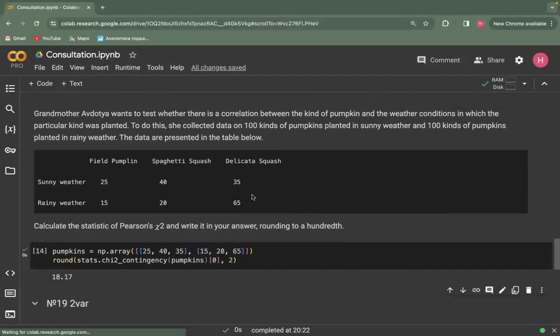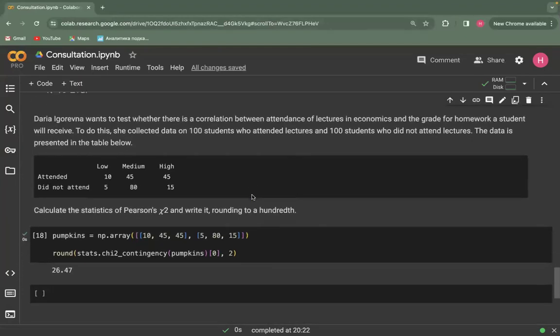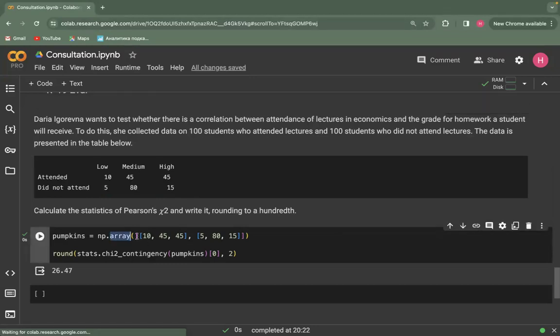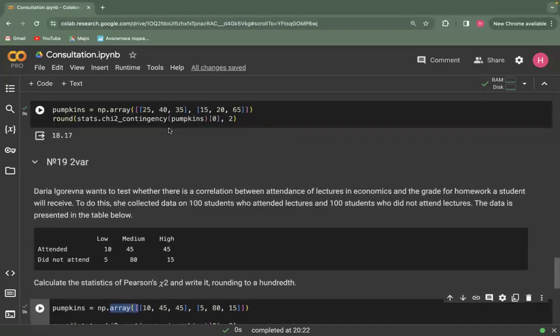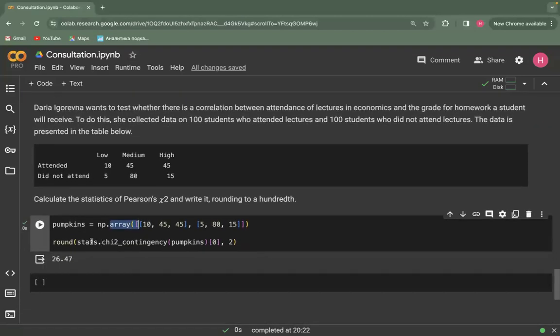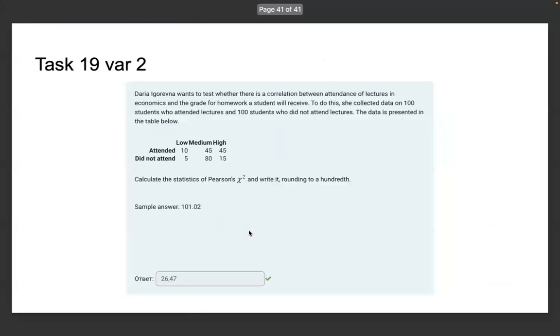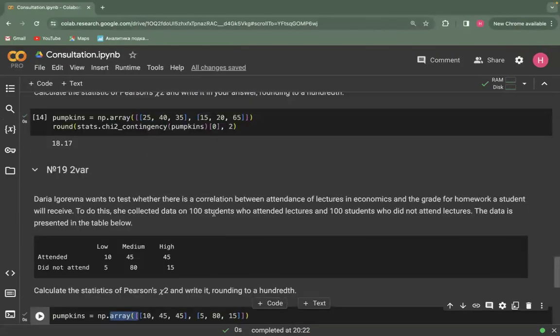And in the second variant, we obviously do the same thing. We just find two classes, attend and did not attend, and make two arrays. And from these two arrays, we make one big array. It's not pumpkin. I just took it from our previous exercise. We just do the same thing. And here we get 26.47. And it is the right answer.